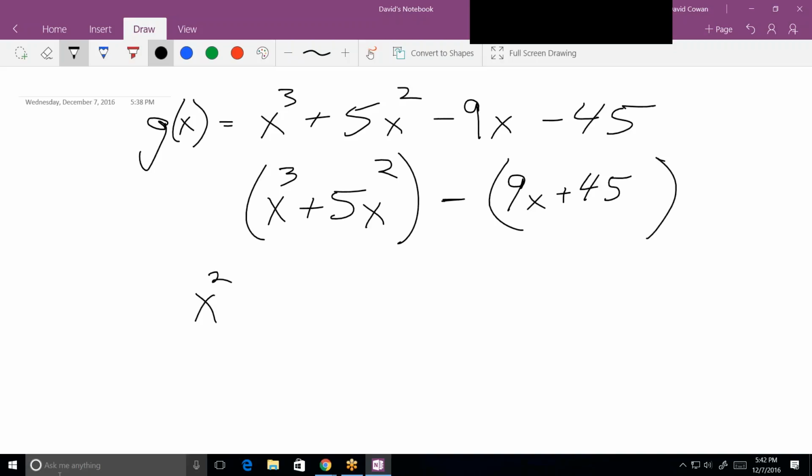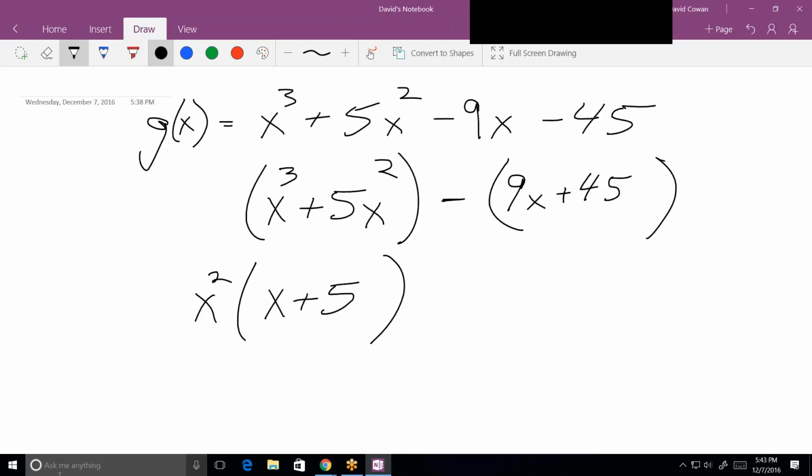Remember what greatest common factor means. It means the greatest entity that will divide evenly into both of these terms. Notice that 5 doesn't work. I cannot divide this first term by 5. So the only thing I can divide both terms by is x or x squared. And greatest common factor, I'm going to do x squared. What's left after I factor out the x squared? X and 5, or x plus 5.